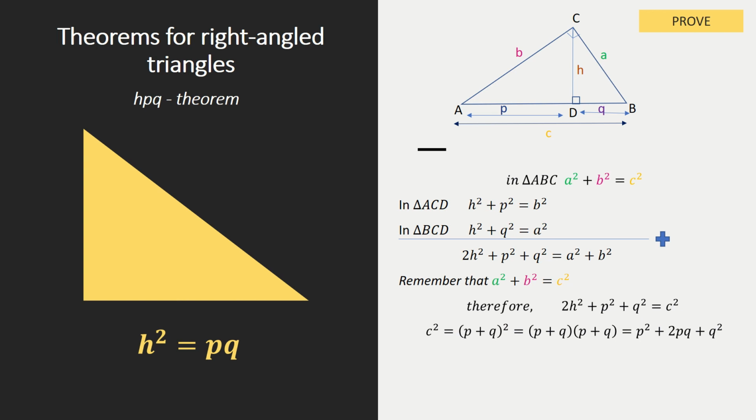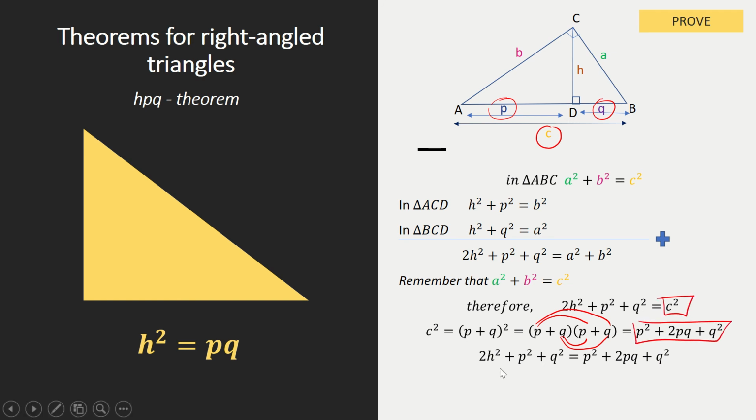However, c squared is (p plus q) squared because c is made up of p plus q. If you multiply out of brackets, so p times p, p times q, q times p, and q times q, you will get p squared plus 2pq plus q squared. So I'm going to replace this for our c squared. So what we get is 2h squared plus p squared plus q squared equals p squared plus 2pq plus q squared.